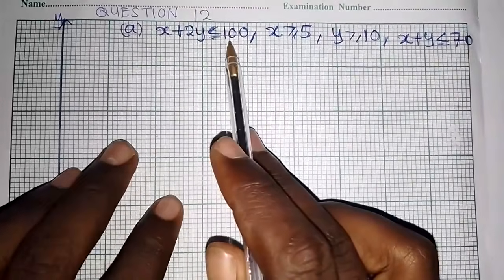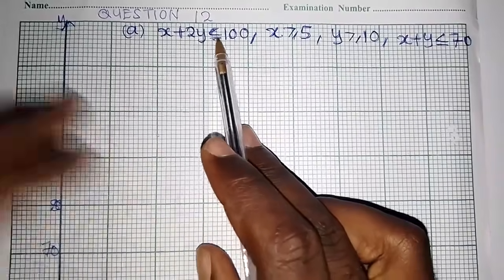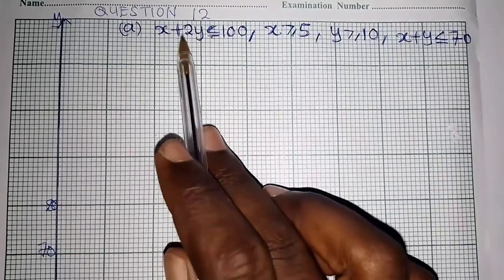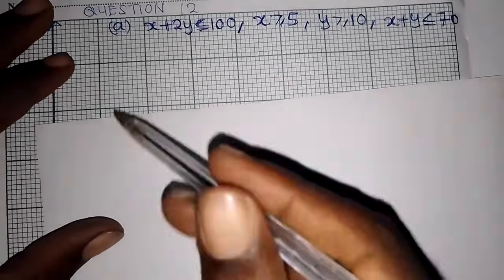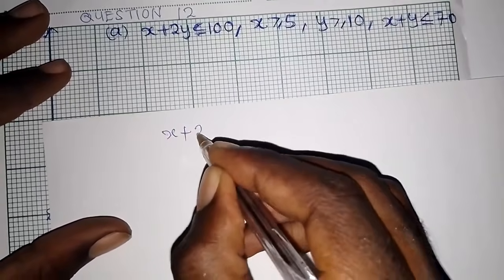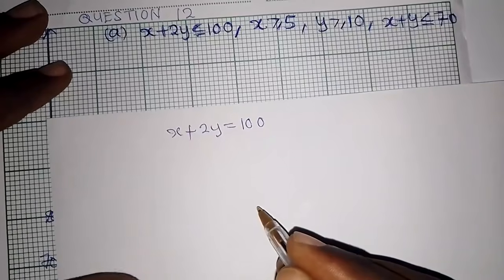Have you seen? I start with which one? I will start with this one. I remember telling you that when an inequality is like this, this is the way an inequality is. What you need to do to answer this one: you say x plus 2y, boundary line is equal to what? Is equal to 100. This is the way it is.